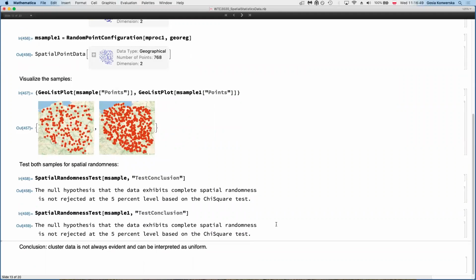And the funny thing is that when I was doing this with a different seed, one was rejected, one was not rejected. But basically the point is that in this situation, the test does not reject the null hypothesis. So even though both samples are created using the cluster model, the test tells us that they may come from a uniform process, so they may be uniformly distributed. So this is not easy in a way. This is not evident, to identify the model from which your data comes.